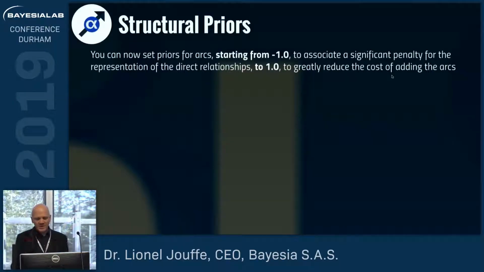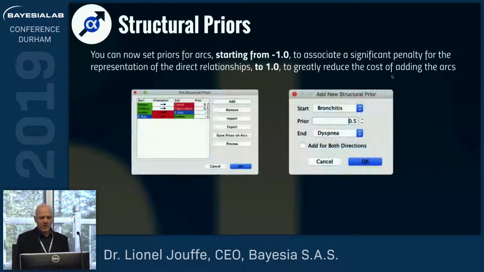In order to define this structural prior, you have a parameter that goes from -1 to 1. -1 means that you are going to have a strong penalty for adding the link. 1, you are greatly reducing the cost for representing this link, right? This is something you can do manually. You can select the arc or add the arc manually and then define your structural prior for this link.